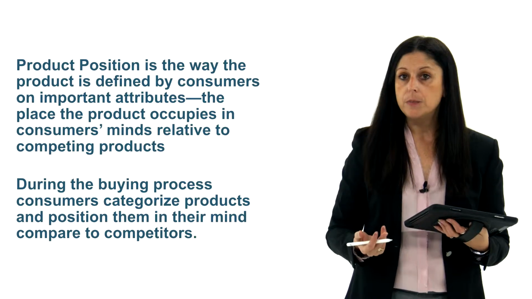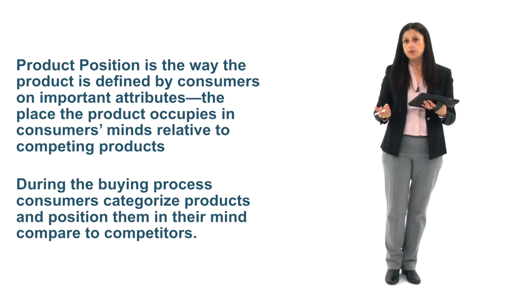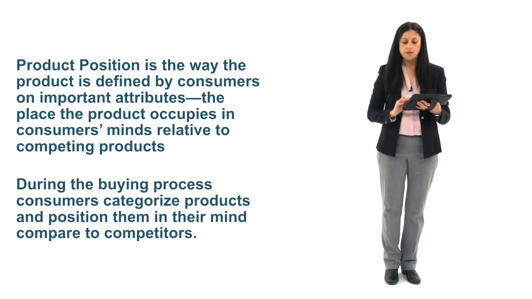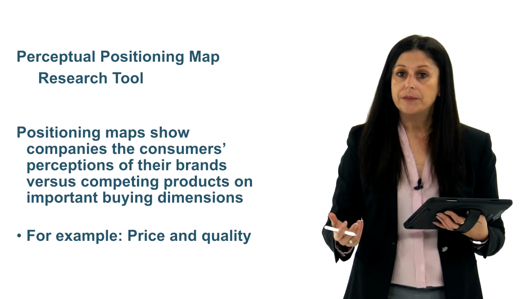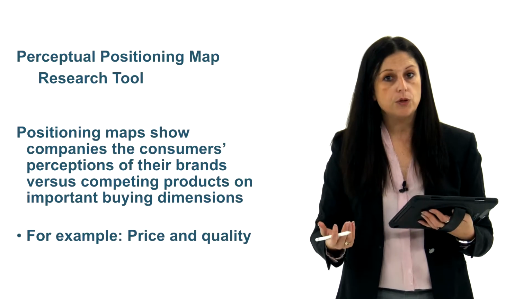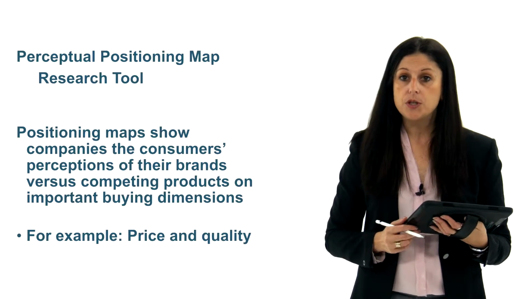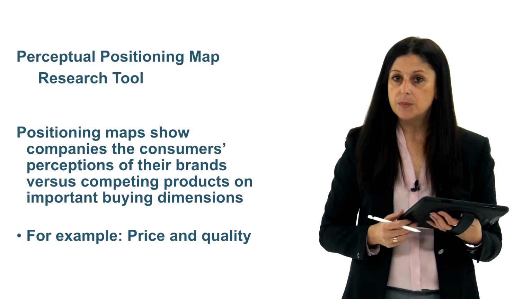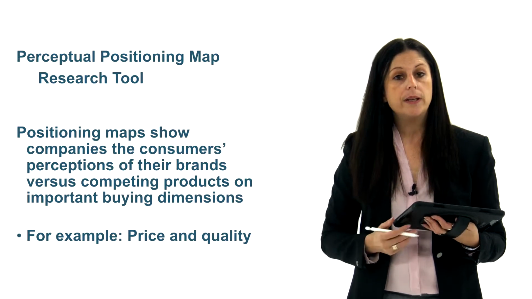Now, during the buying process, consumers categorize products and position them in their mind in order to compare with competition in the evaluation stage. So that will be stage 3 that we learned about. How do we do that? So there's actually a research tool that marketers use, which is called Perceptual Positioning Map. This tool is used usually in exploratory research and can be used in focus groups or in interviews.